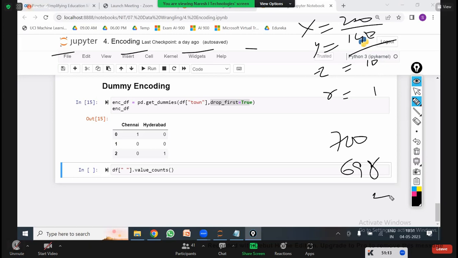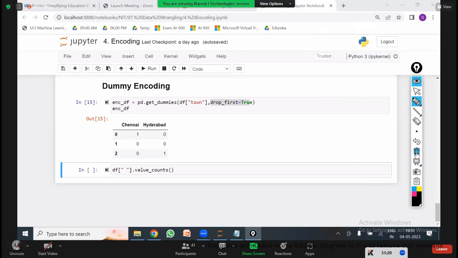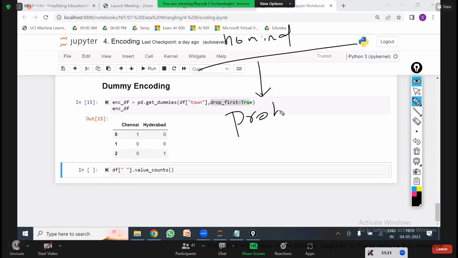If this is the situation where only one category has 1 or 2 records, what we have to do is very simple. If it is nominal data, then in nominal encoding we also have one more method, called probability encoding. What is meant by probability encoding? For each category, calculate the probability.